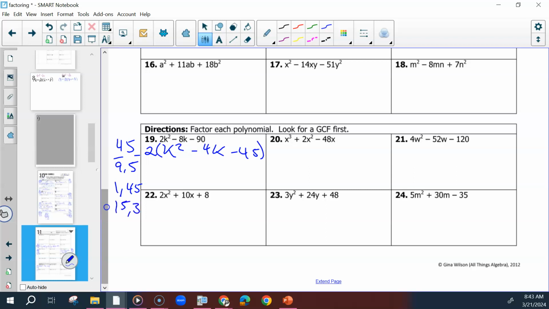And then which of those could be added or subtracted together to get negative 4? 9 and 5. Which one would be negative? Negative 9. So k minus 9 and k plus 5.